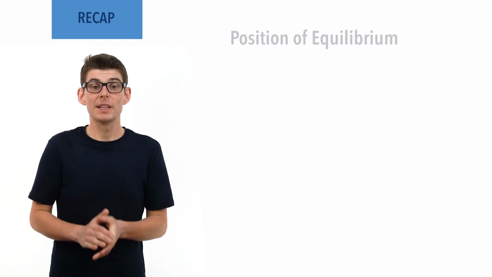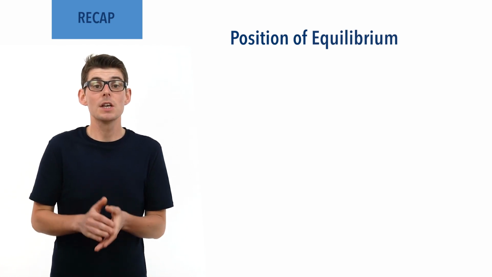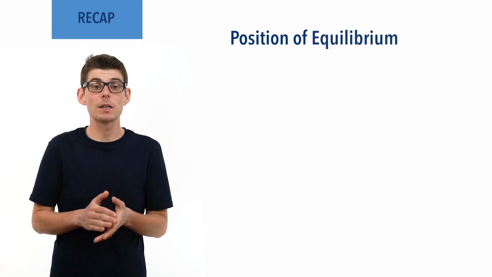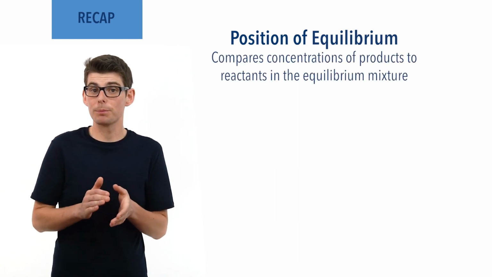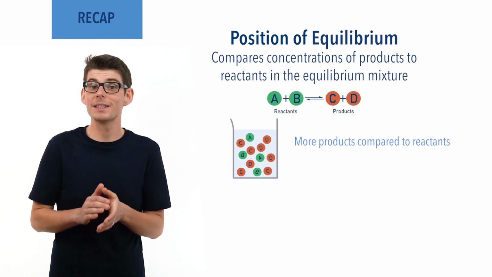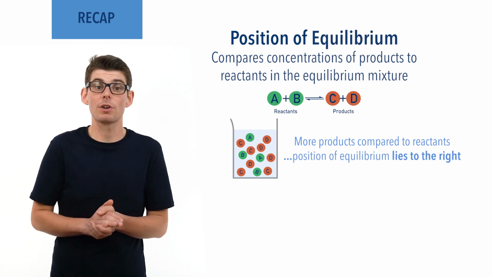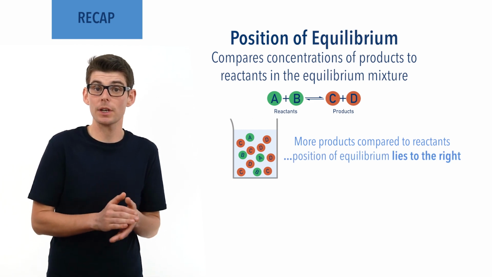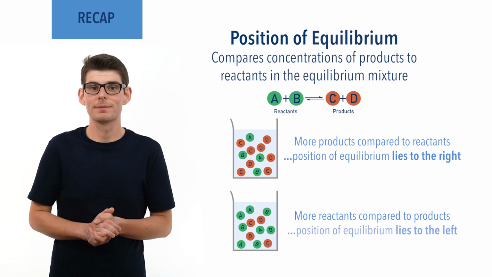Positions of equilibrium describe how the concentrations of products and reactants compare to each other in an equilibrium mixture. If there is a higher concentration of products compared to the reactants, the position of equilibrium is said to lie to the right. If there is a higher concentration of reactants compared to the products, the position of equilibrium is said to lie to the left.